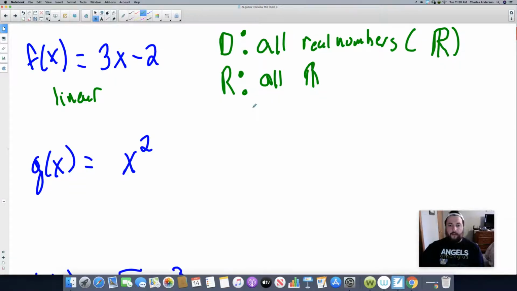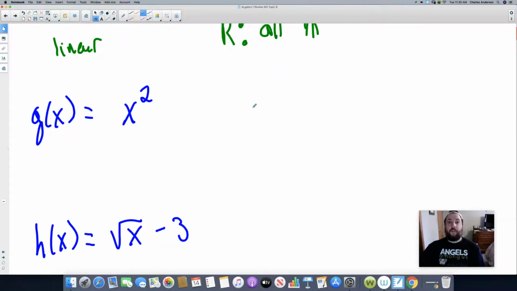Now, this is where it gets tricky, but you guys have technology at home, so you can use technology to help yourself out a little bit. So the next function is g of x equals x squared. We'll think about the domain first, because that might be easier for us to think about.